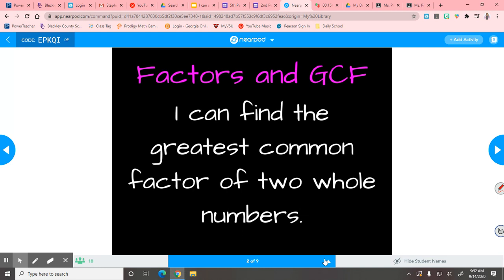Okay? Your I can statement for today is I can find the greatest common factor of two whole numbers. That needs to be written at the top of your note page. I can find the greatest common factor of two whole numbers.